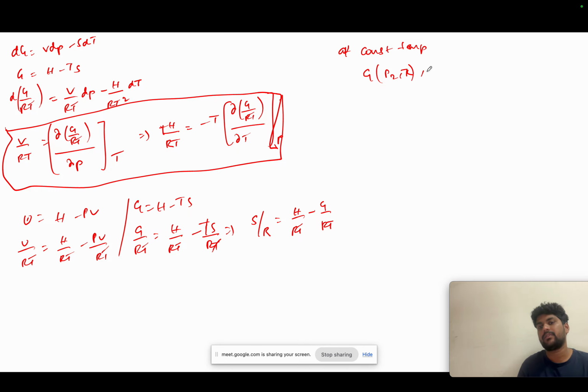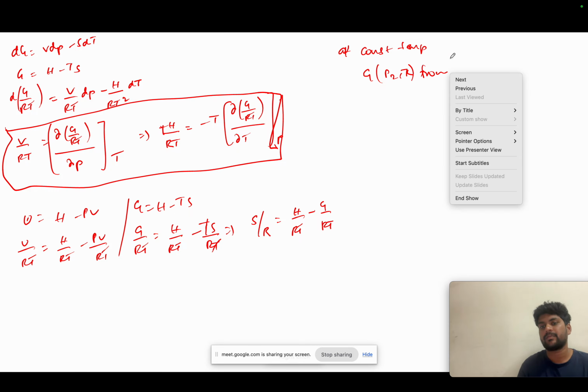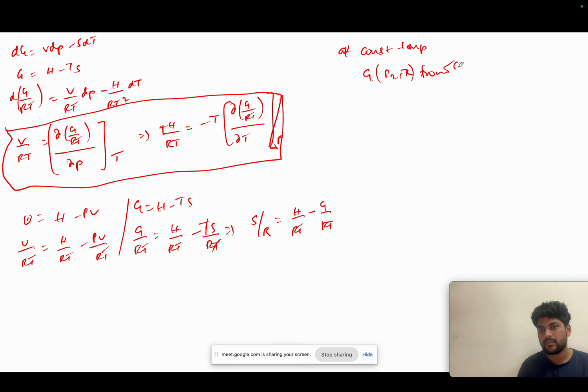What is the P2 comma T, from G of P1 comma T? Previously, if you remember in the previous classes, we took G as VdP, so then G2 equal to G1 plus integration of VdP.